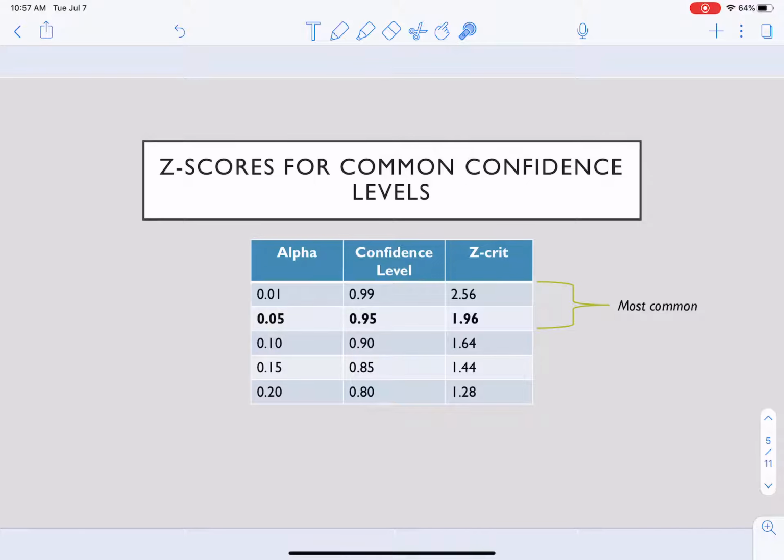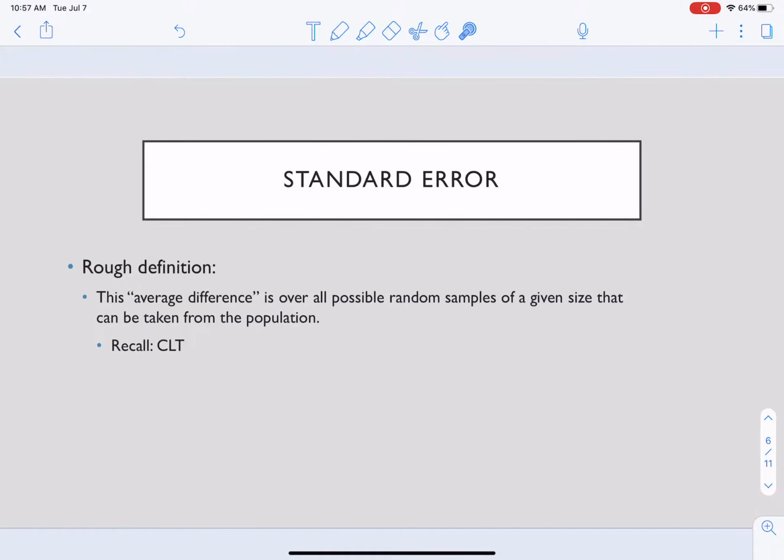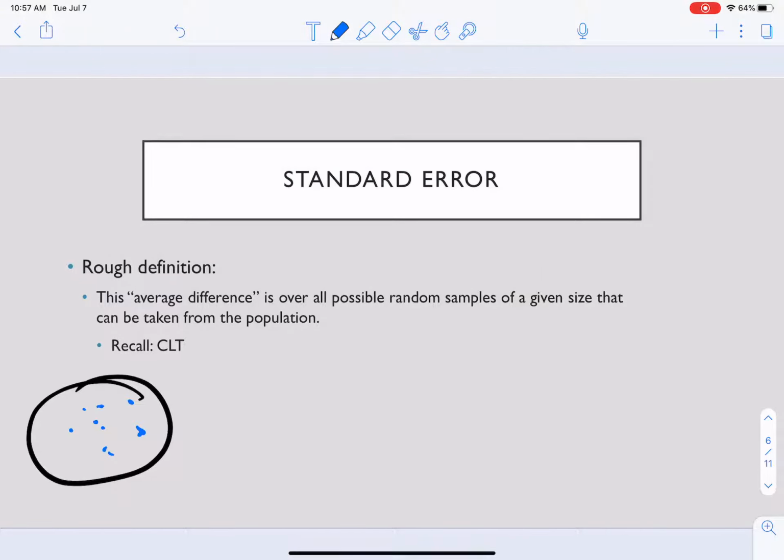Okay, so that's that one part. That's the part that's a little bit new. We know this; we've probably already calculated that, or it's given to you. Now we've got this, and we just have to define it a little bit better. So standard error is just the average difference of all possible random samples. If we recall the central limit theorem, actually we can go back even further, we've got this chocolate chip cookie, or blueberry muffin, I guess, that represents our population.